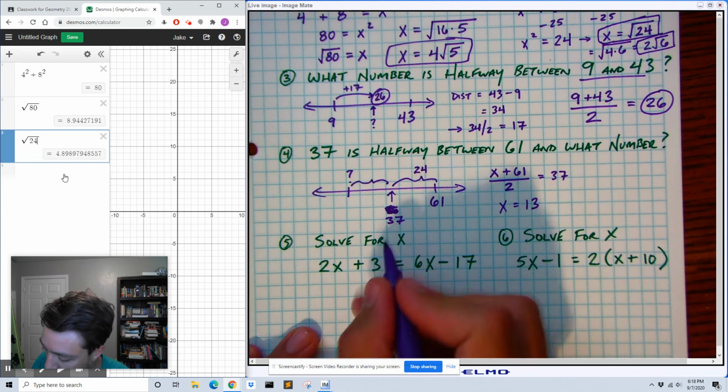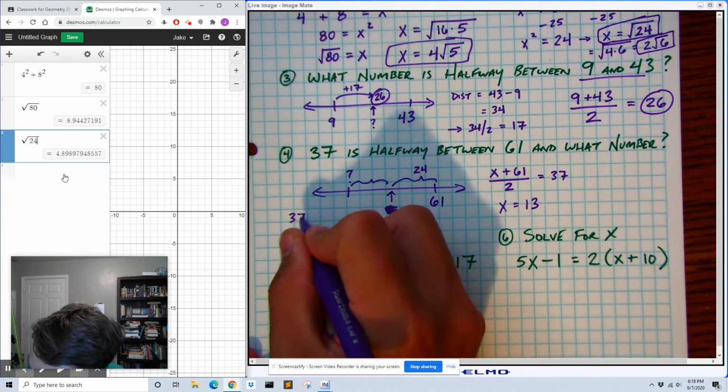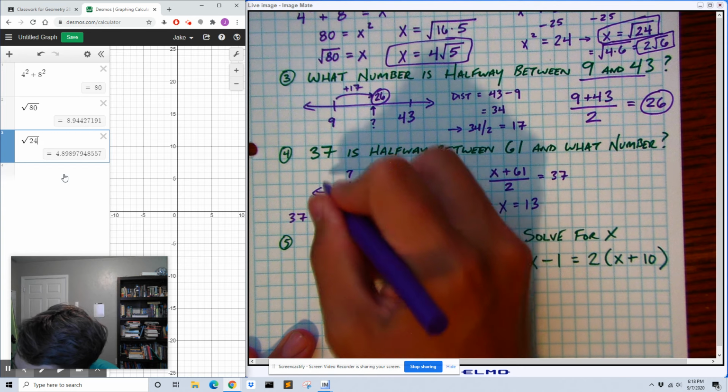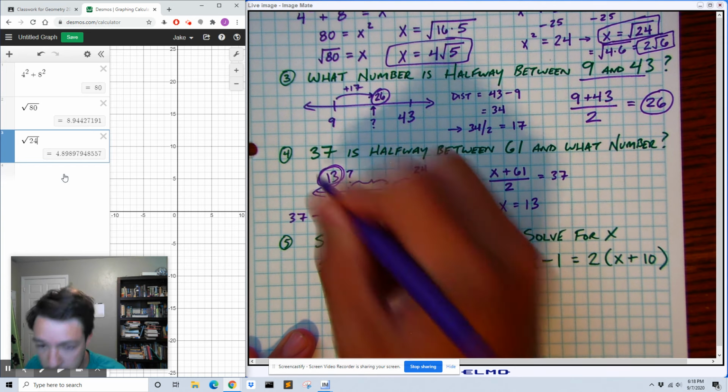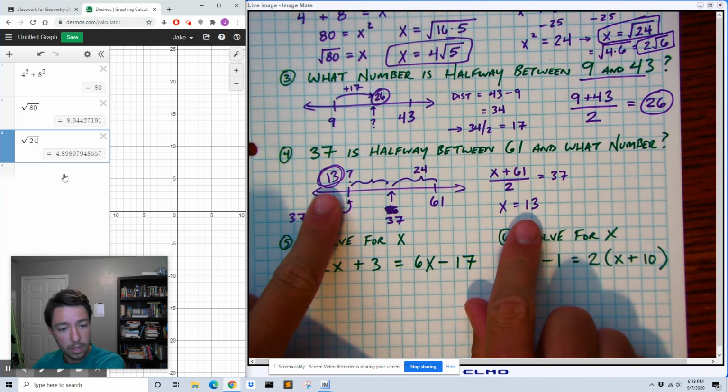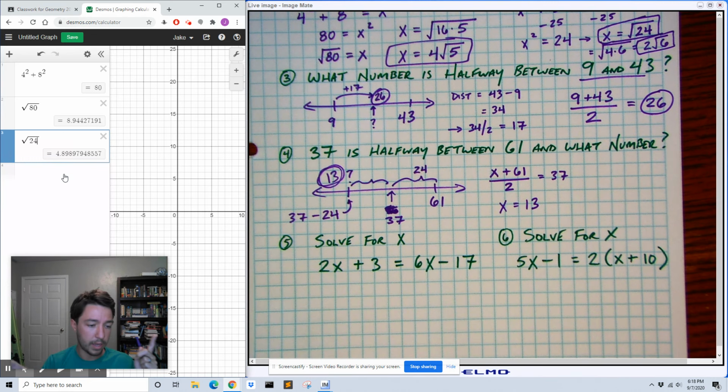And they say, okay, start at 37, subtract 24, and that gets you 13, the answer. Okay? So as you can see, again, there's two different ways you can do the work and end up with the same correct answer.